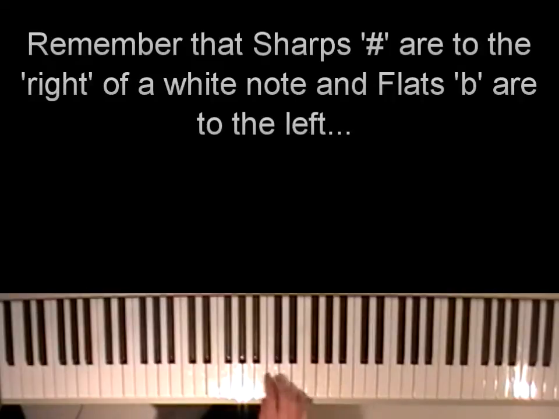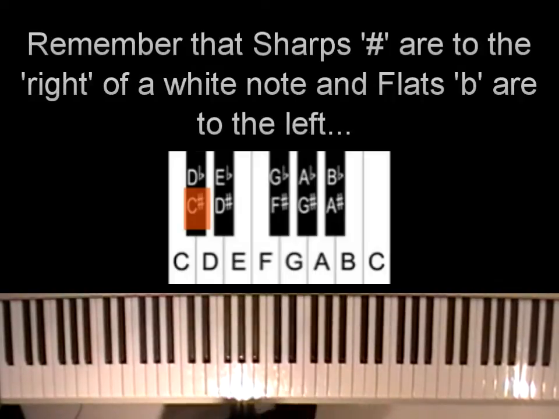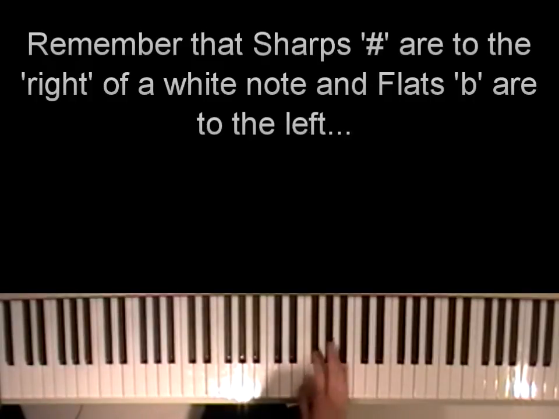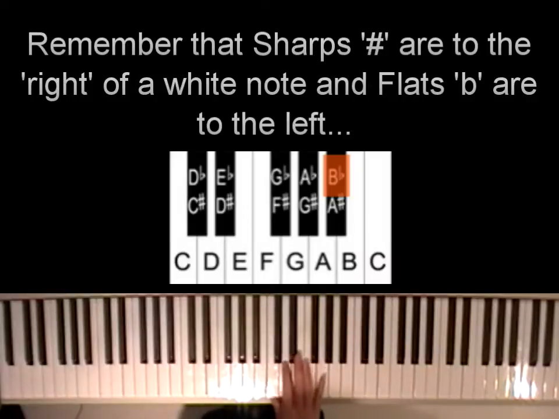Again, one more example, if it says C sharp, here's middle C, sharps are to the right, so here you go. Then flats. You may see some flats in some of the videos. Flats are to the left of a white note. So if we find B, for example, C, D, E, F, G, A, B, flats are going to be to the left. So here's B, and the flat is B flat.